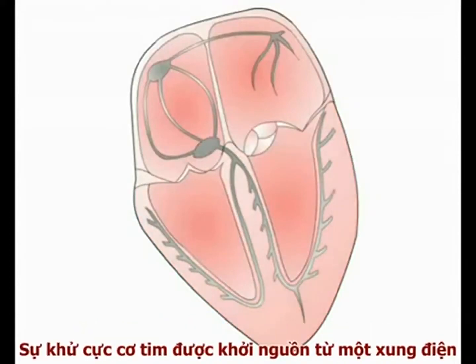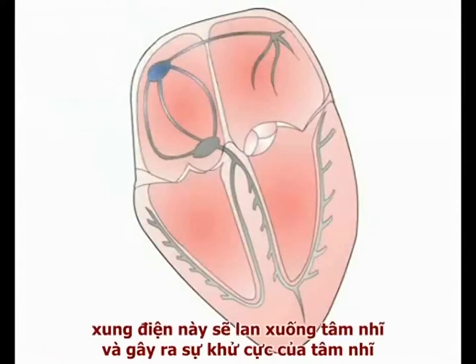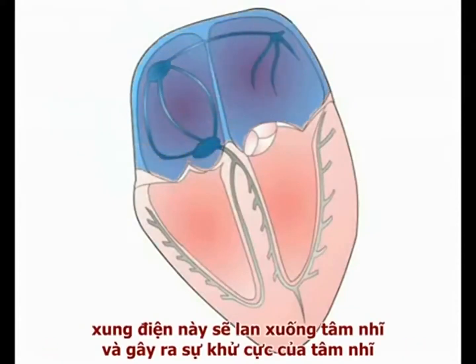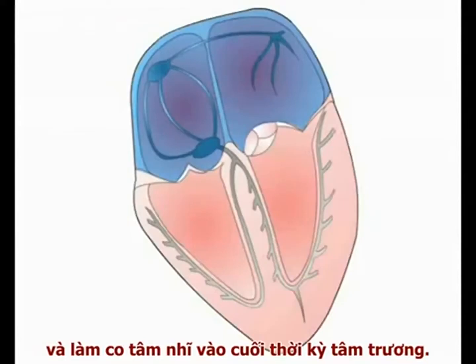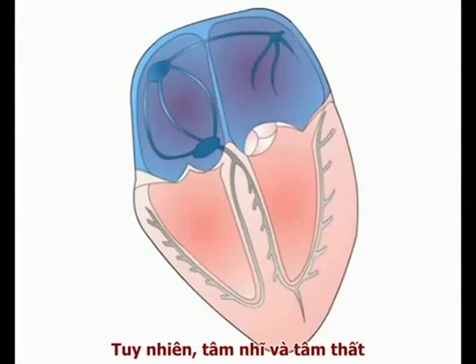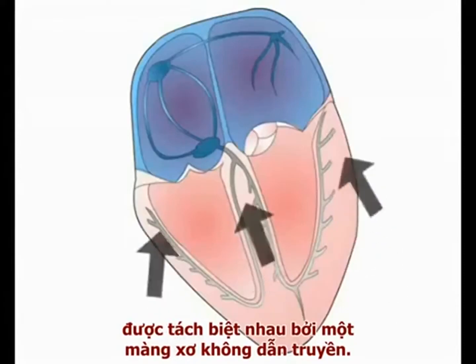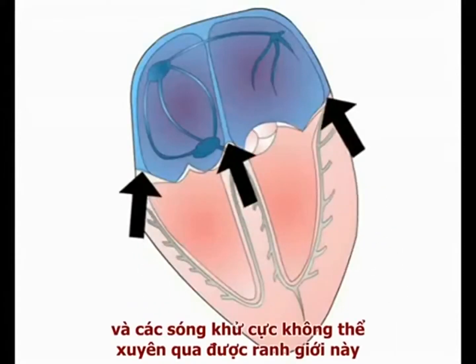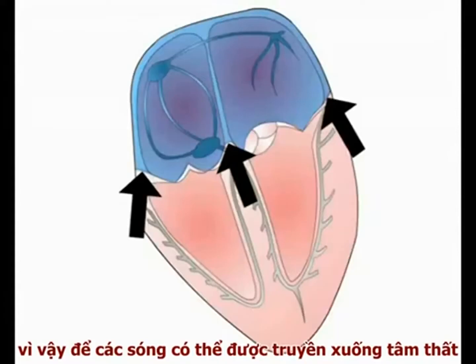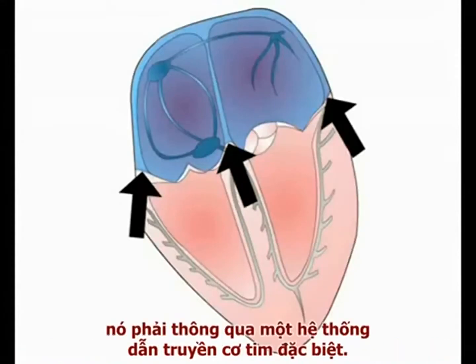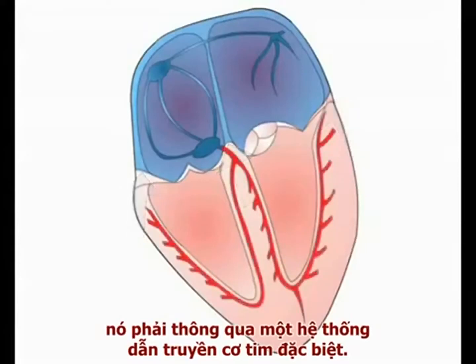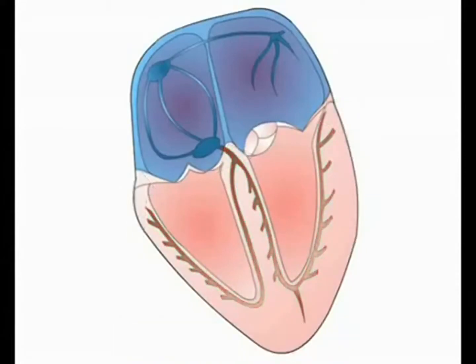Cardiac depolarization is triggered by an electrical pulse generated in the sinoatrial node. This electrical pulse then spreads through the atria, triggering their contraction late in diastole. The atria and ventricles, however, are separated by a non-conducting fibrous septum. The depolarization wave cannot penetrate this barrier, and in order to activate ventricular contraction, the wave must be transmitted into the ventricles by the specialized cardiac conducting system.